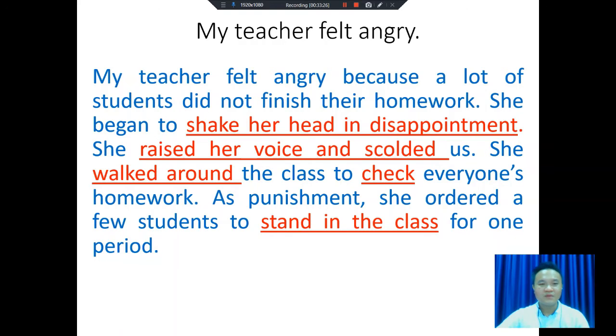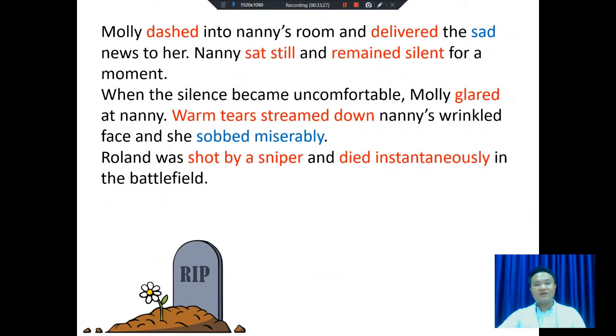Okay, so next example. Now, this is more on a family member who passed away. Molly dashed into Nanny's room and delivered the sad news to her nanny. Actually, sorry, there's a mistake here. So Nanny sat still and remained silent for a moment. When the silence became uncomfortable, Molly glared at Nanny. Her warm tears streamed down Nanny's wrinkled face, and she sobbed miserably.